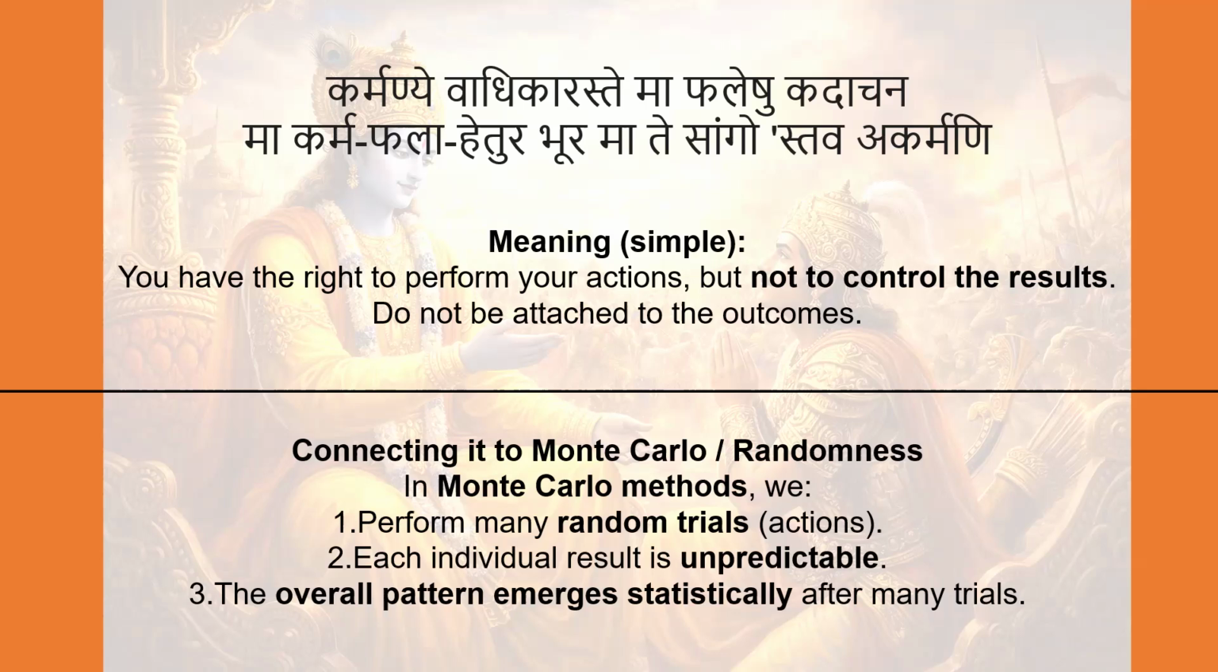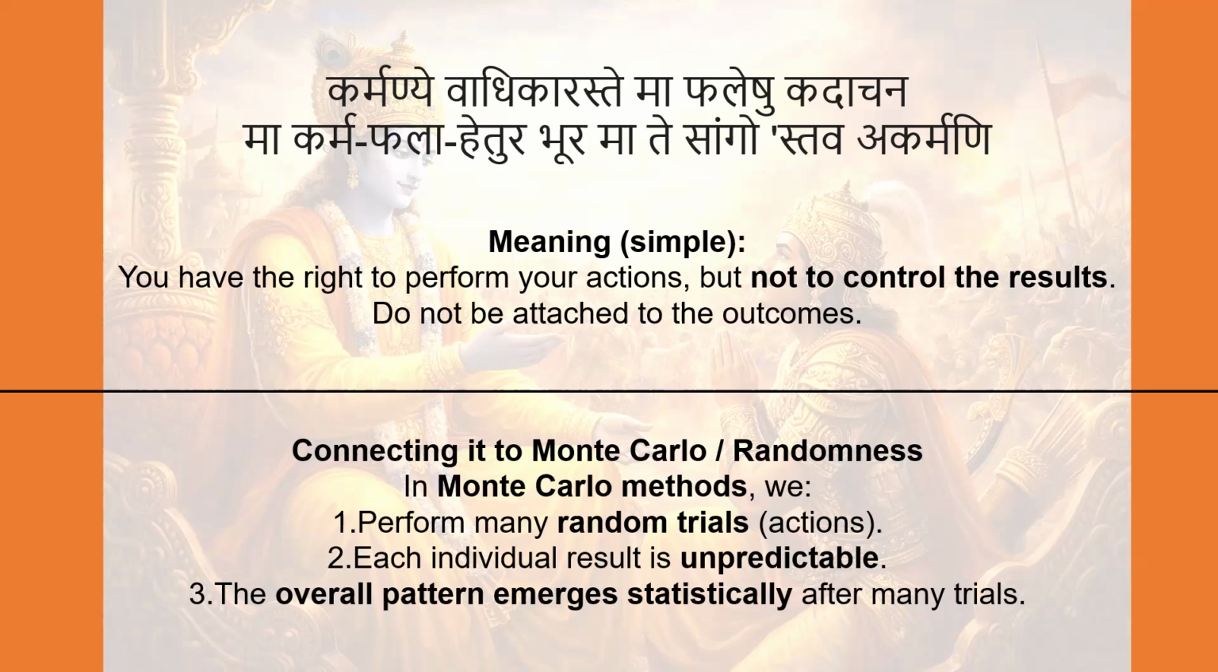Now, how can we connect this to the Monte Carlo or the randomness we have been talking about for maybe the last 40 minutes? Perform many actions. The actions you are performing are random. Whatever random situations come in front of you day in, day out, you perform your actions. Each individual result is unpredictable. I may perform differently in the same situation, and you may perform differently in the same situation. So my one-time performance or your one-time performance is not going to give the output. The output is going to be produced by the overall pattern which emerges after so many deeds we both do in our lifespan.